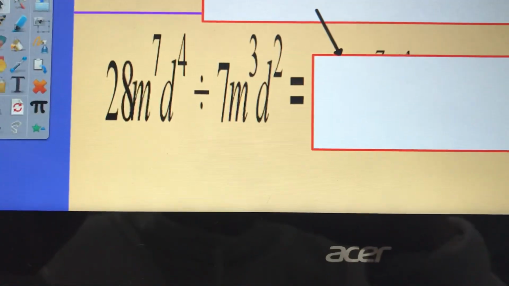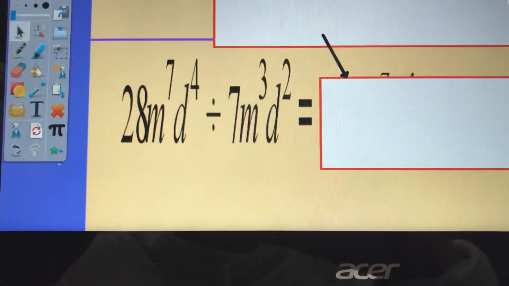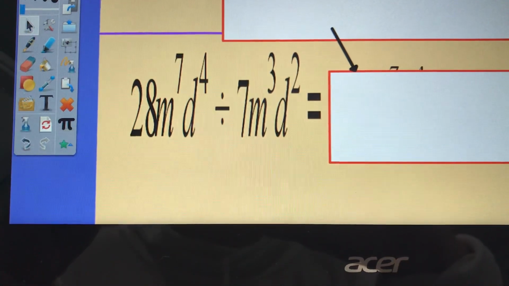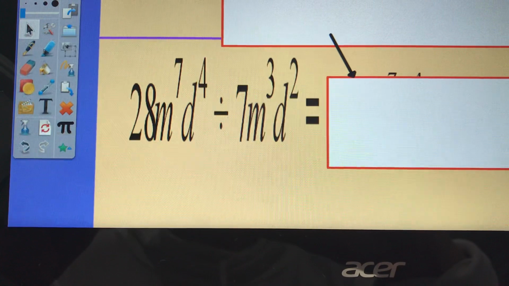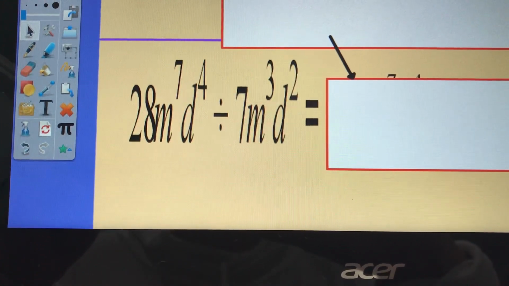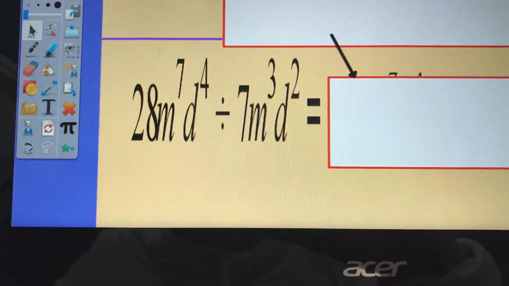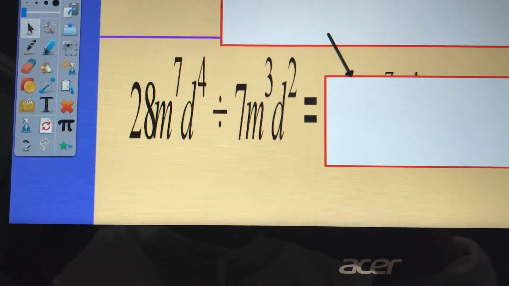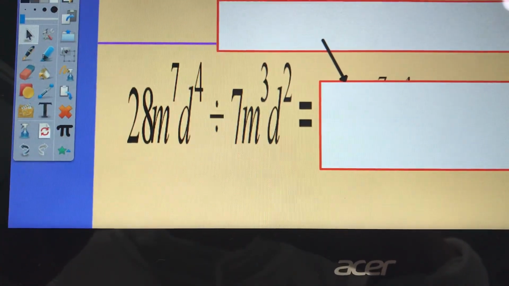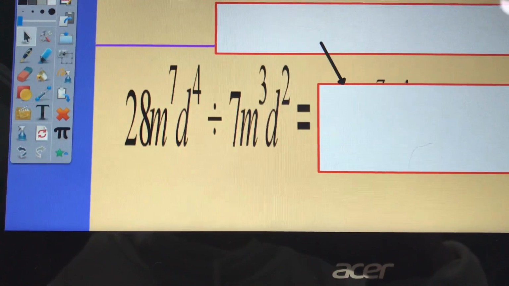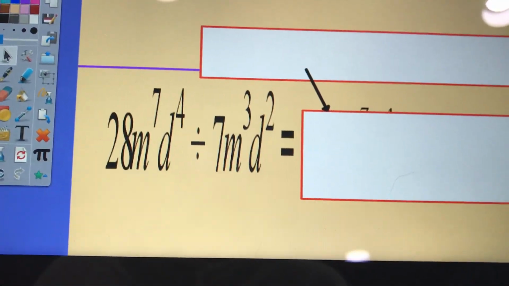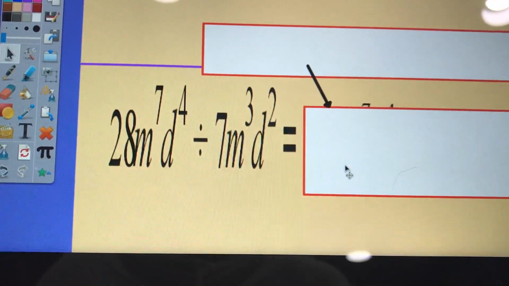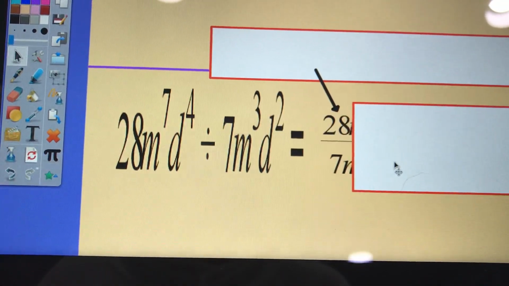All right, let's take a look at the bottom. A little bit more difficult. It's because of those numbers out in front. You see the 28 and the 7? Are they part of your base? Is it 28M as a base and 7M as a base? No, and why not? There's no parentheses keeping them together. So we call that 28 and that 7 coefficients. And really, guys, you're going to treat them just like regular old numbers.